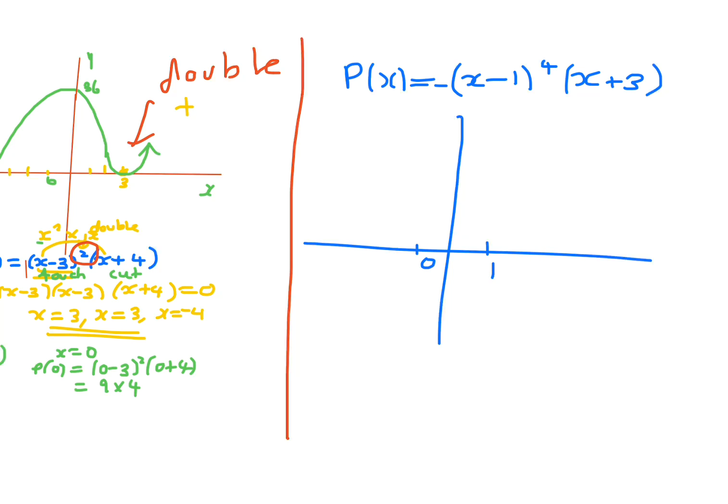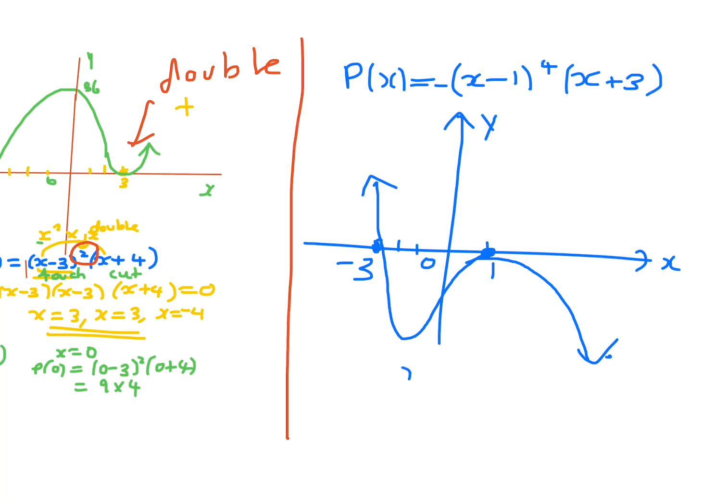So it goes through 1, minus 3 is 0 there. And minus means it's got to start down here. So it's going to touch. It'll just be a little bit flatter. Come down. It's got to go back up. And it's got to cut at 3. Okay, so that's x, that's y. And that's what your polynomial would look like.